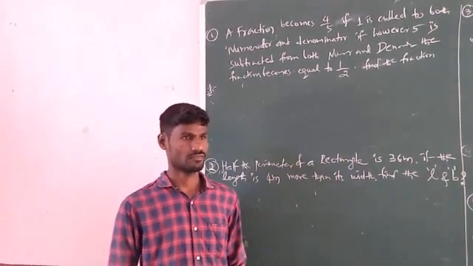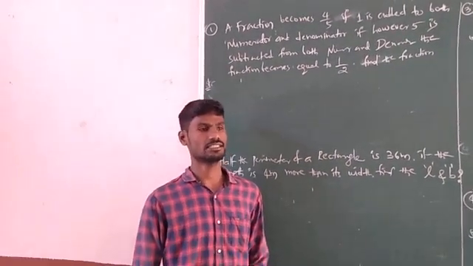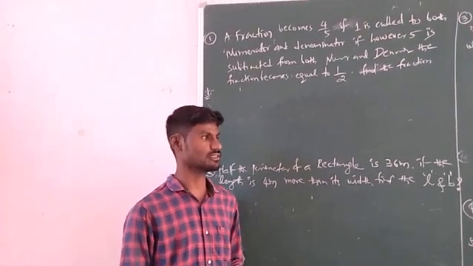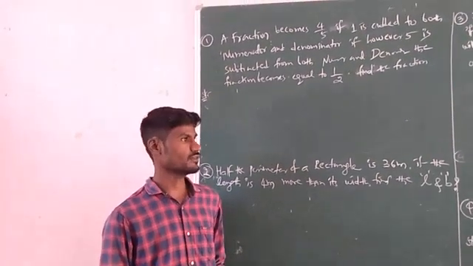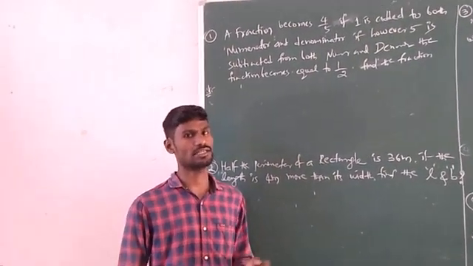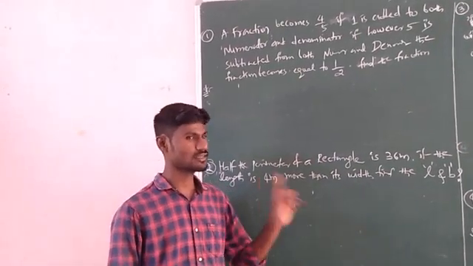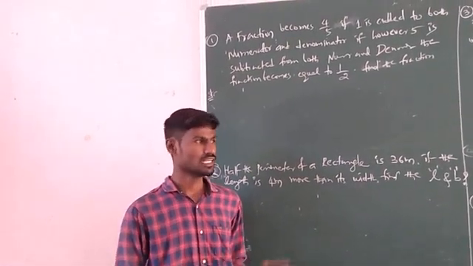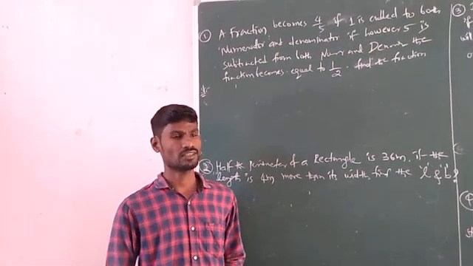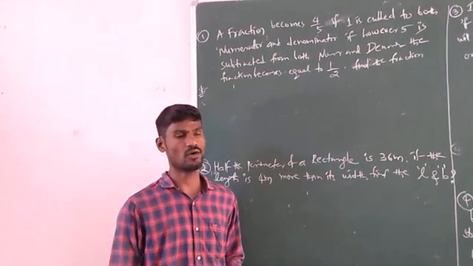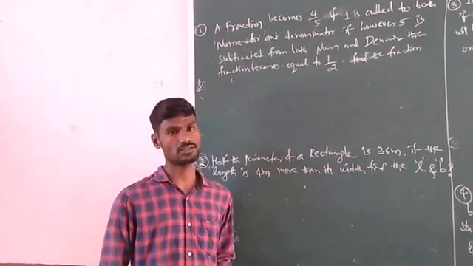Hi students. In the last class, we discussed pair of linear equations in two variables: how we can solve them by the method of elimination and substitution, if they are given in standard form, one type of problem. If they are not given in standard form, if they are given in reciprocal form, how can we solve them? That type of problems also we discussed.